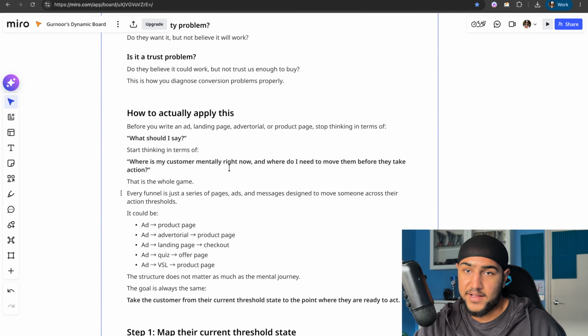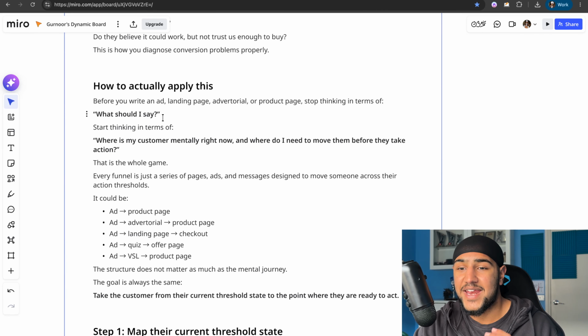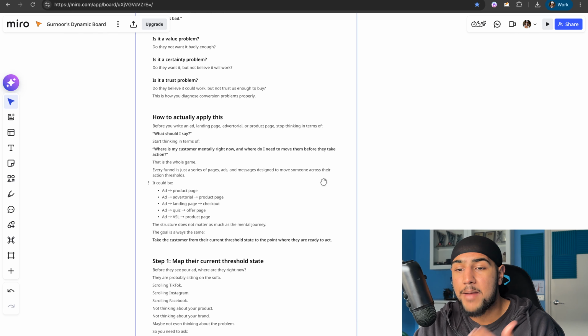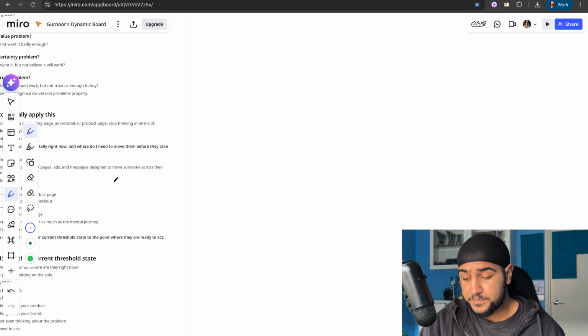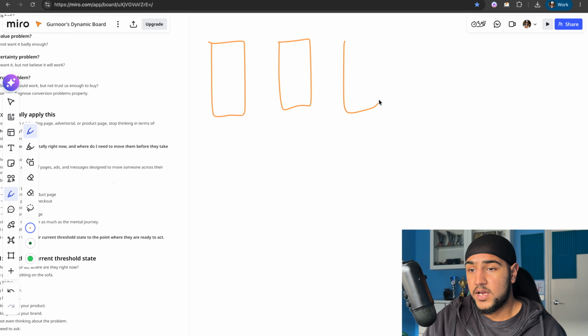How to actually apply this. So this is the moment you've been waiting for to actually apply this video, okay? Before you write an ad, don't just think, okay, what should I say? Think, where is the customer mentally right now? Where do I need them to go before they take the action? So actually map out their action thresholds. Right now, they may be over here, okay? This is 1, this is 2, this is number 3.